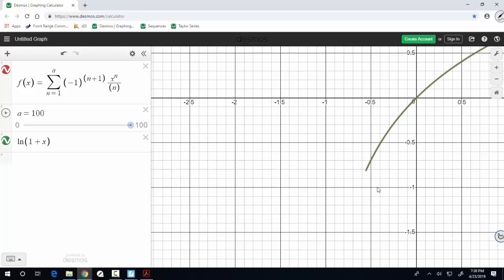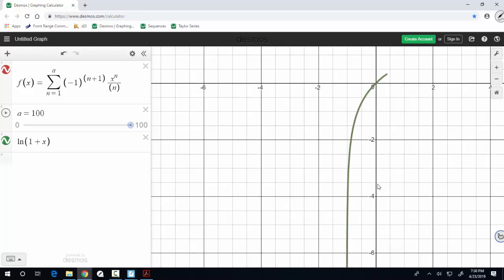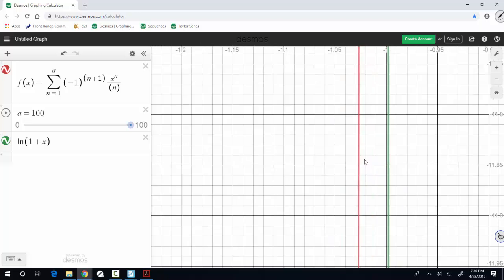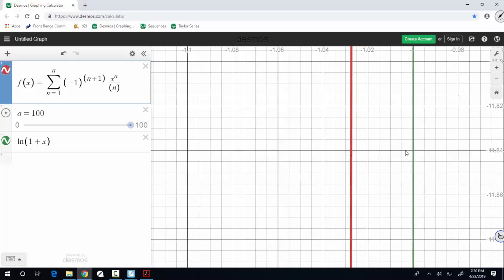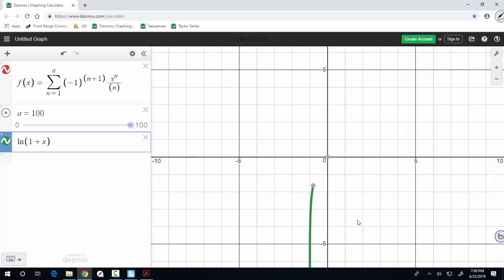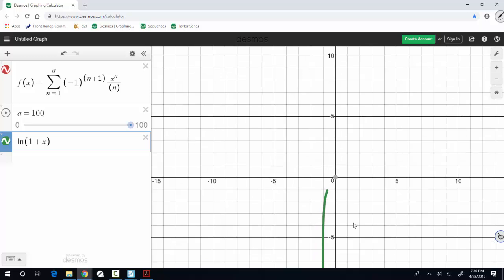If we go out here to -1, we see that sort of dying off, approaching a vertical. So it's not converging here. Anybody have any questions about that example?